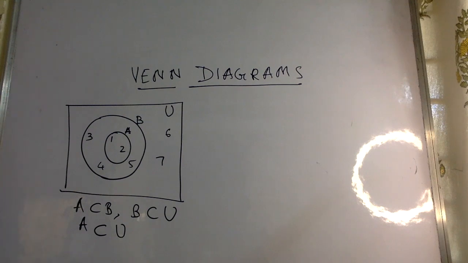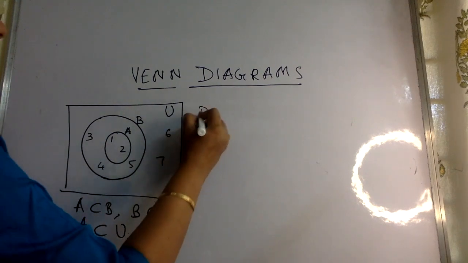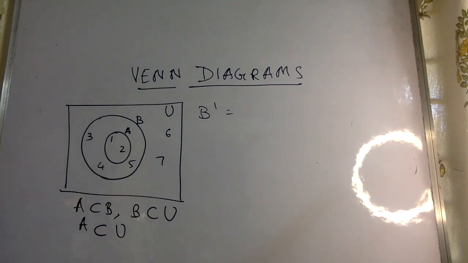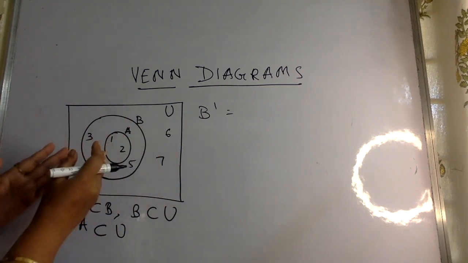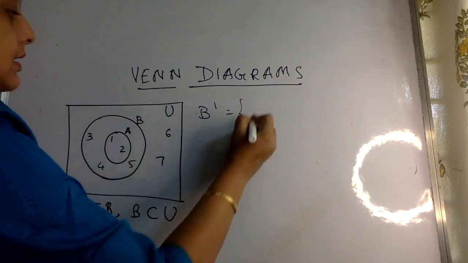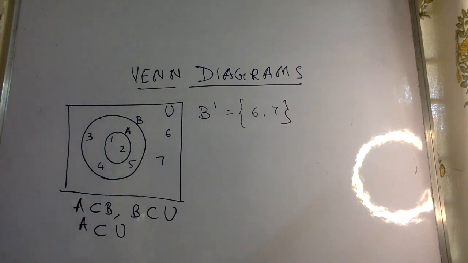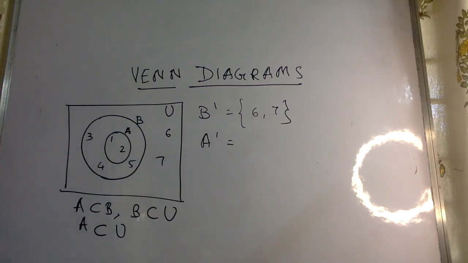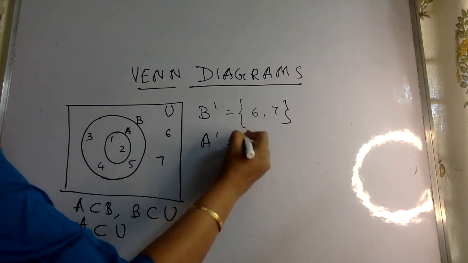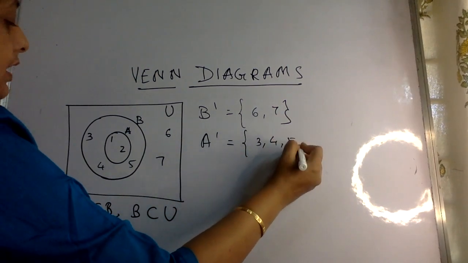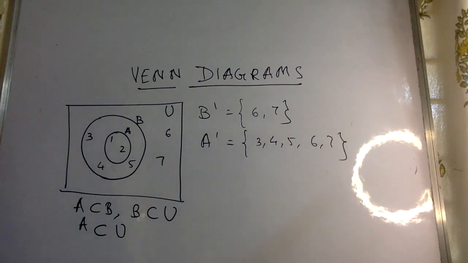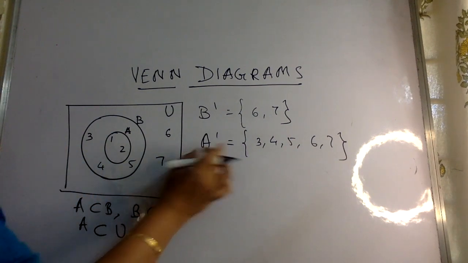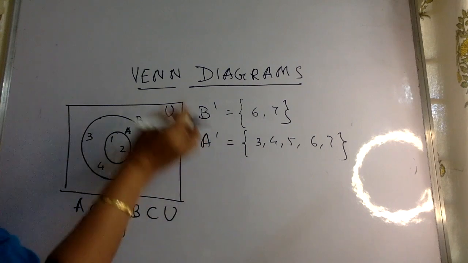Okay, let us come to complement. If I write the complement of the set B, it is very easy to find the complement of a set from the universal set. Complement has been explained in the previous video. Here the complement is what is not there in B but there in the universal set, which is 6 and 7. If I take the complement of the set A, then it is 3, 4, 5, 6 and 7. So these are the elements of the complement of the set A.